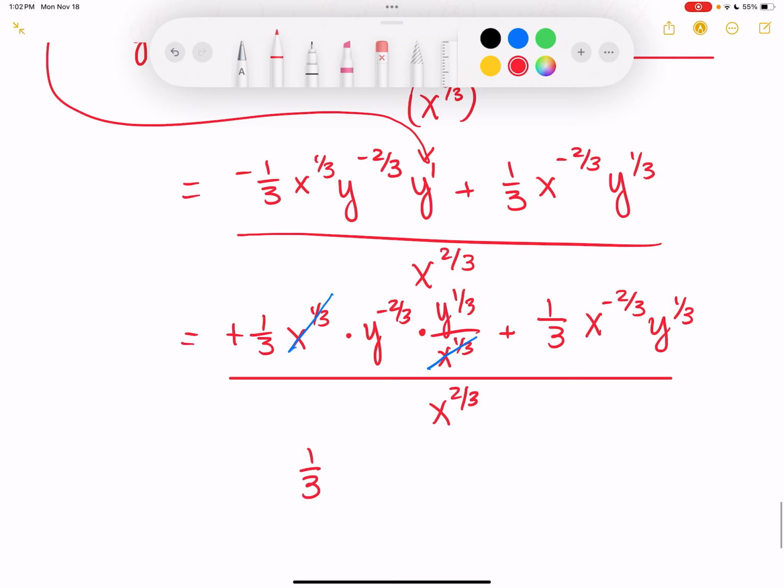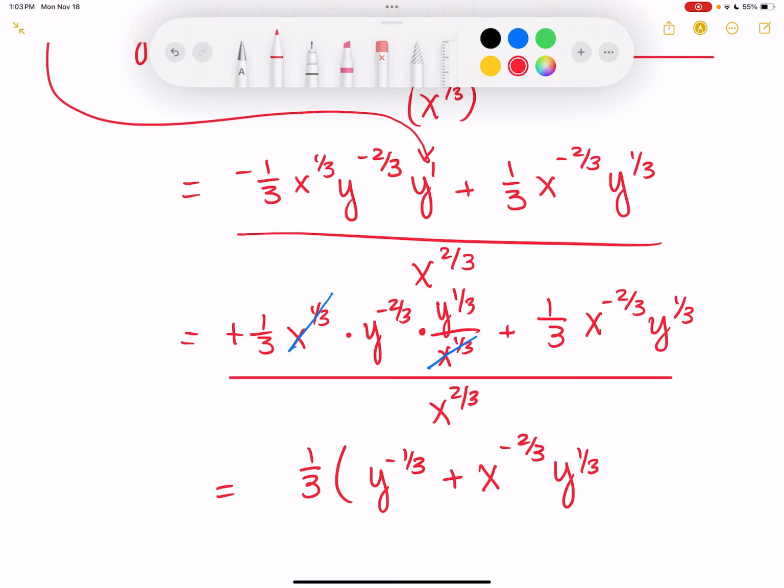1/3. I'm going to factor out the 1/3 because it's in both pieces. And you could have done that earlier on. It's all about how you want to do it. So 1/3 times y to the negative 1/3 plus x to the negative 2/3 y to the 1/3 over x to the 2/3.